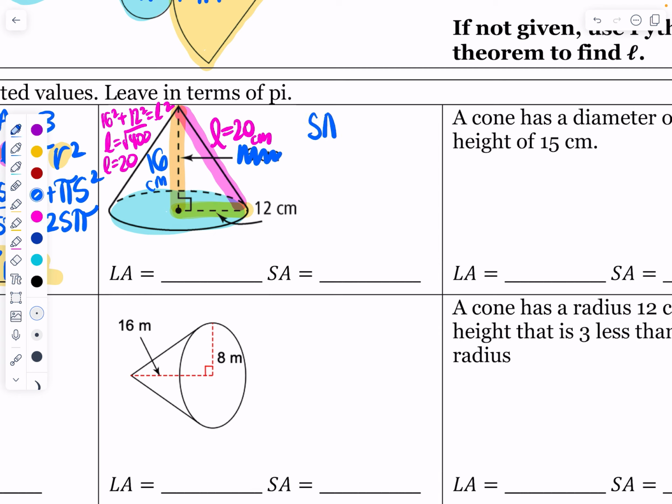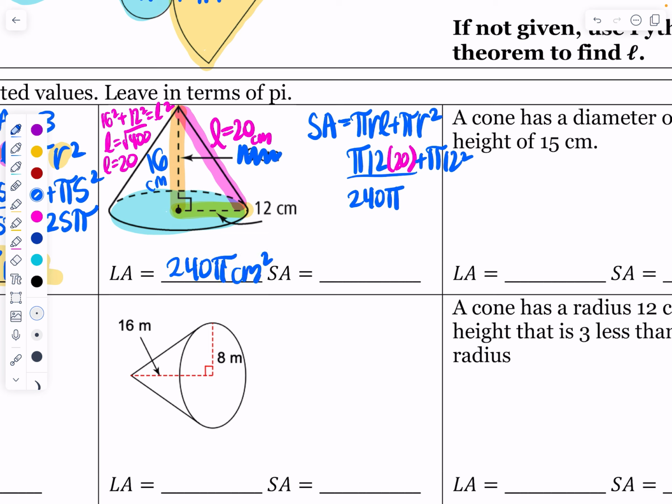Okay. So that helps me out when I get to here. We're doing our pi r L plus pi r squared. So pi times 12 times 20 plus pi r squared, pi 12 squared. And so when I do 12 times 20, that's going to give me 240 pi. That's just for my walls, centimeters squared. And then I need to add in the 144 pi for my base. So plus 144. That is going to give me a total of 384 pi centimeters squared. And if they wanted you to round that to the nearest tenth, we would actually just type in the pi symbol. You'd do 384 times pi.